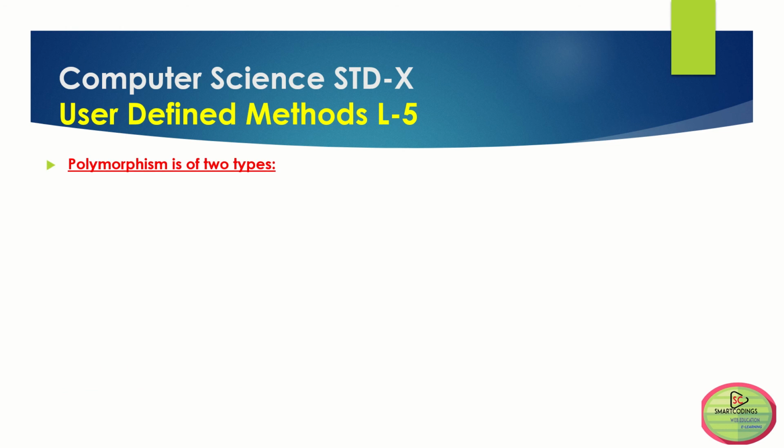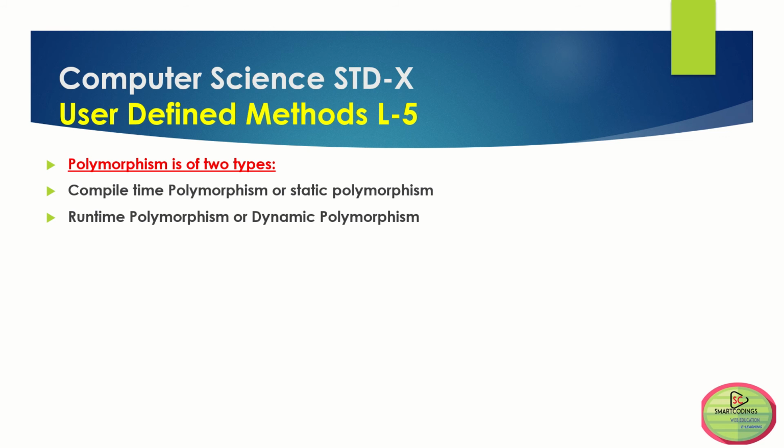Before that, we'll come to a few points which will be useful for you to understand. See, polymorphism is basically of two types: compile time polymorphism or static polymorphism, and the second one is runtime polymorphism or dynamic polymorphism.